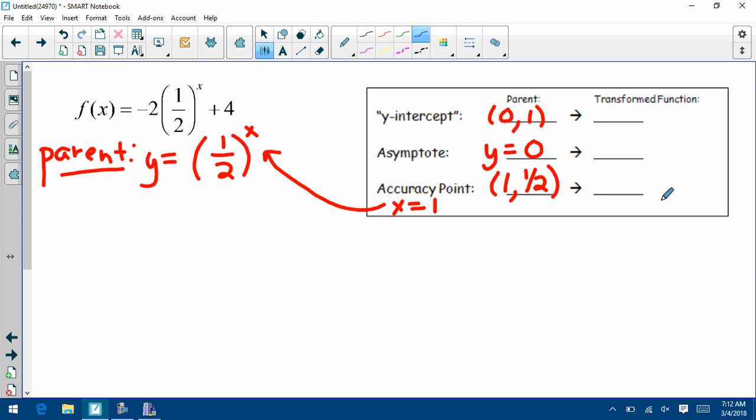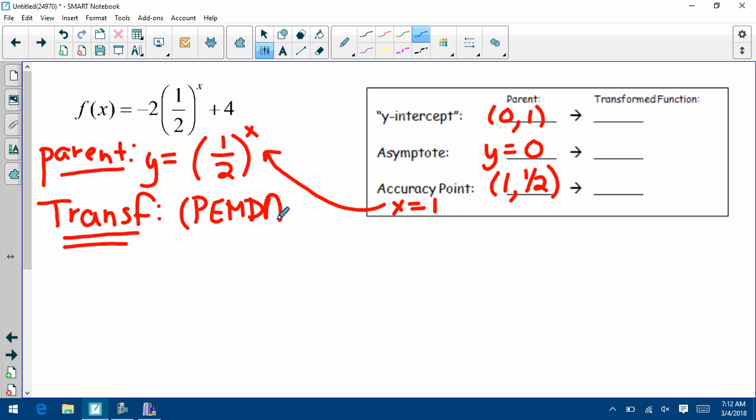Now in order to do this transform function thing, I have to list out the transformations. And the order matters here. If you get the order wrong, it could throw off the whole graph. What order do you have to go in? PEMDAS, right? So first, we have parentheses. Is there anything in these parentheses that is not in the parent function? No. So P is done.